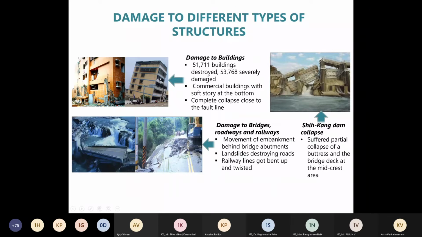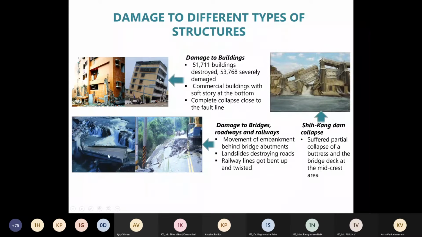Some of the damage pattern here. You can see a ground story has been crashed. 51,711 buildings destroyed, more than 53,000 severely damaged. Commercial buildings with soft story at the bottom. Complete collapse of the buildings close to the fault line was observed. This is failure of a dam. It suffered partial collapse of a buttress and the breach deck at the mid crest area.